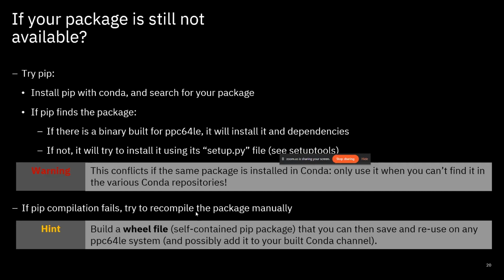And if not found in pip, try to recompile the package manually using the instructions of the website. If you try to recompile, a good thing is to try to build a wheel file. It's a .whl file, which are pip packages, self-contained pip packages. And you can then save them and make them available for multiple users, added to your channel, the channels you built, and so on.